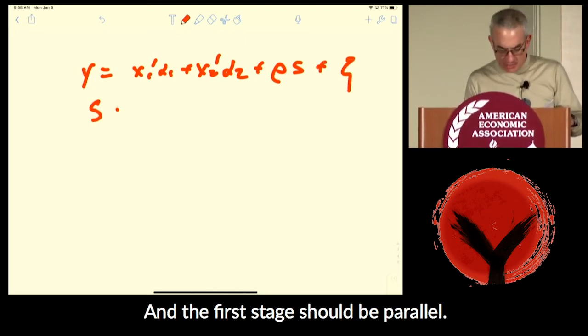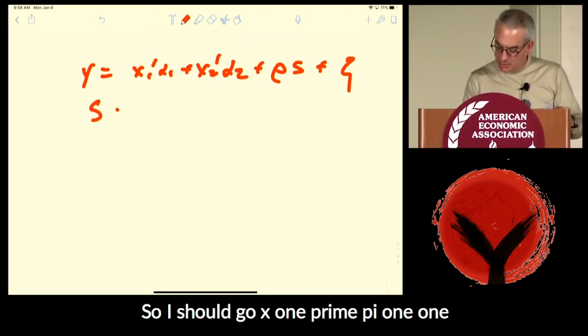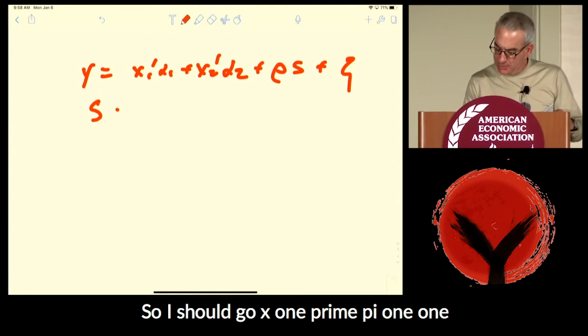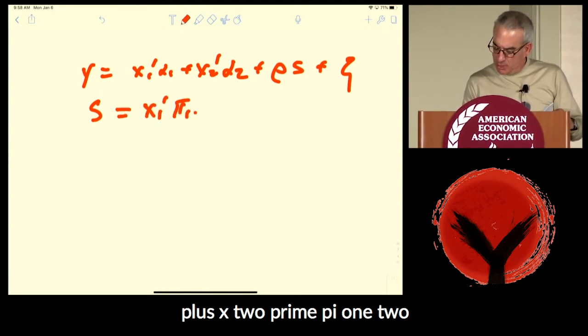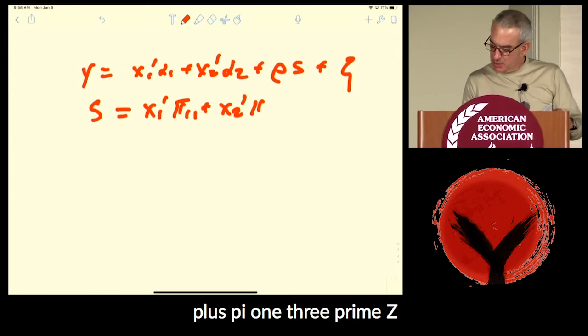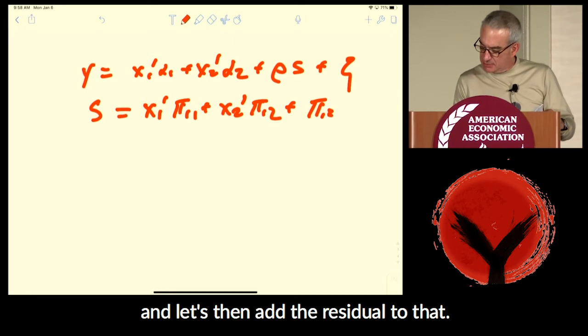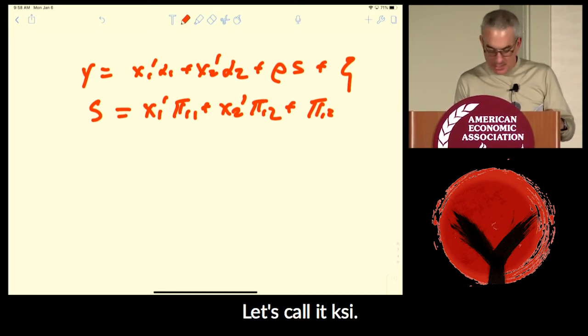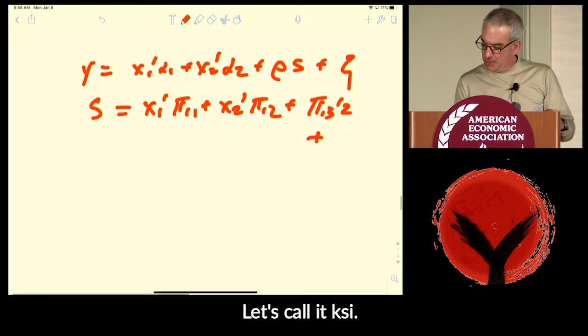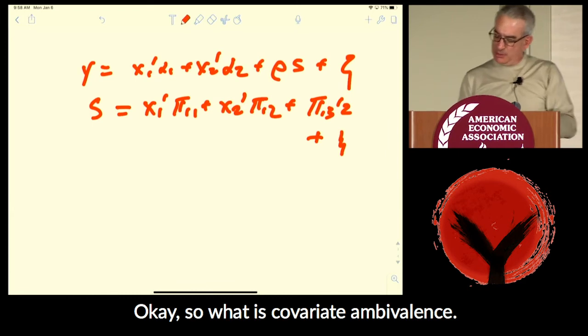And the first stage should be parallel. So I should go x1 prime pi 1 1 plus x2 prime pi 1 2 plus pi 1 3 prime z, and let's then add a residual to that. Let's call it c. Okay, so what is covariate ambivalence?